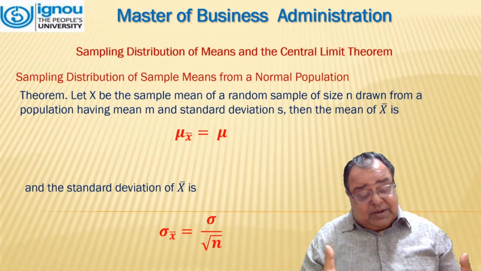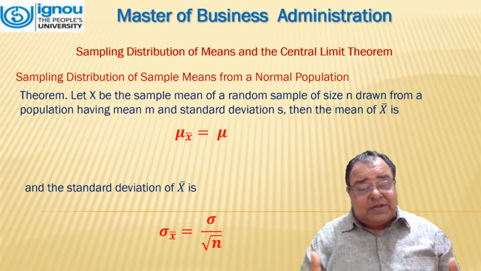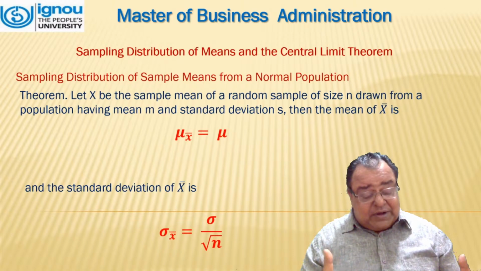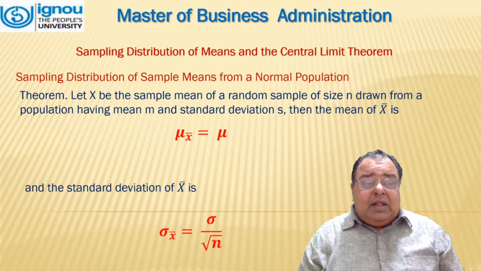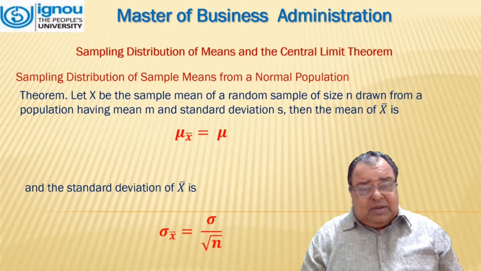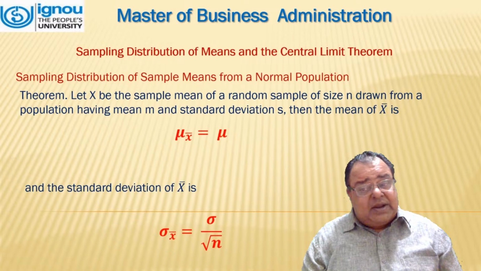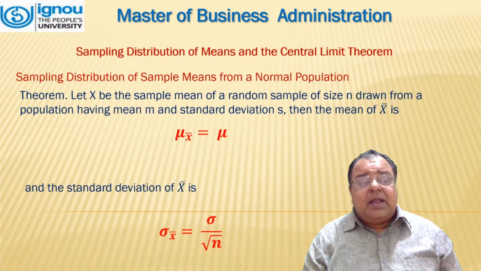Now we will be moving towards the numerical component, so we have to understand what the theory part is all about. What are the different terminologies and what are the different symbols we will be using. We will start with sampling distribution of means and central limit theorem. Sampling distribution of sample means from a normal population.